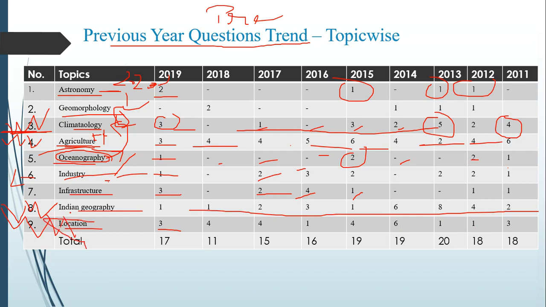Just do one thing: buy a student atlas today. I mentioned that in your sources. See the physical map of India and try to learn the locations, because many times a question related to location was asked as a single question, and also in the options of a question.